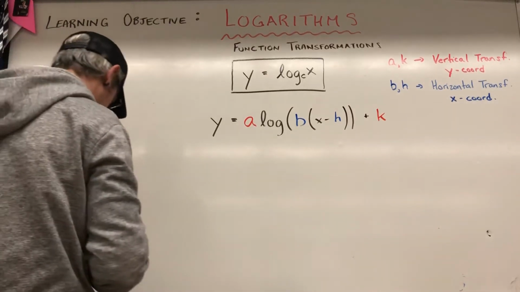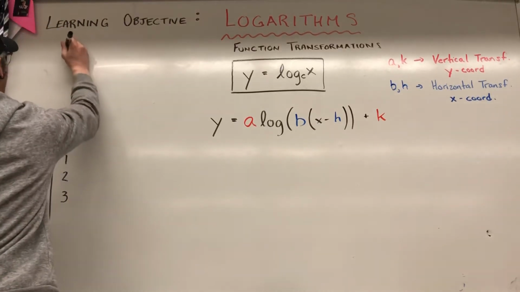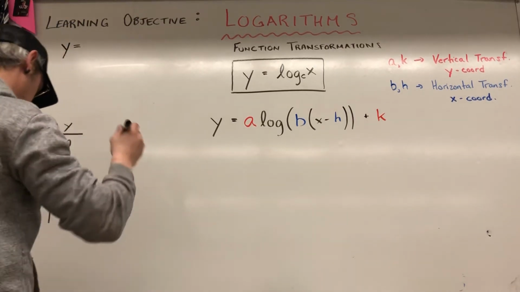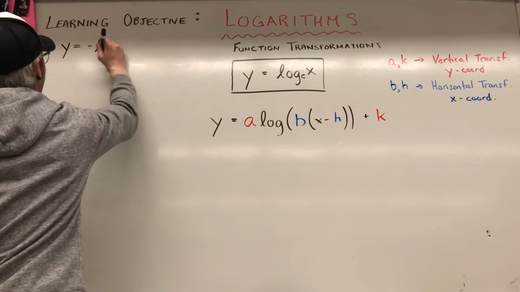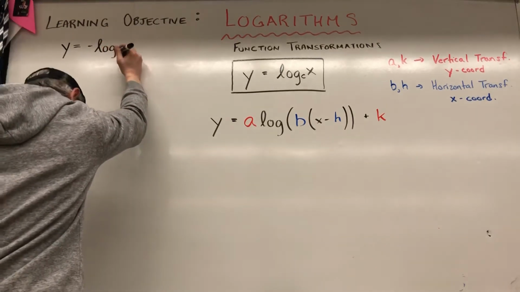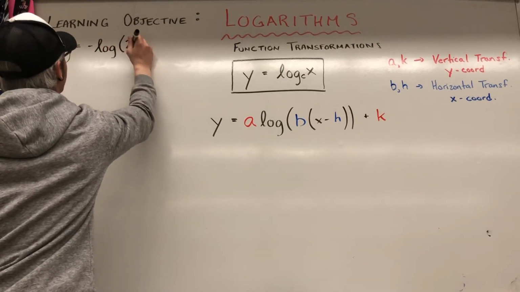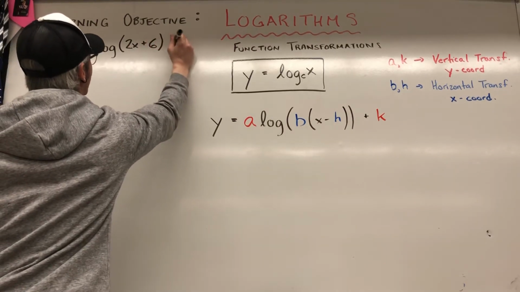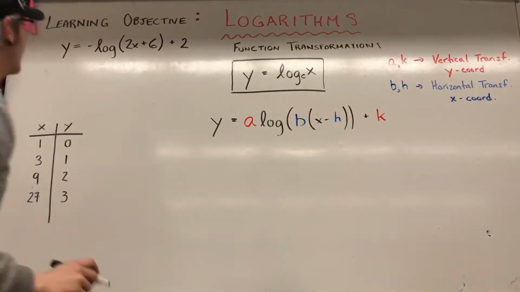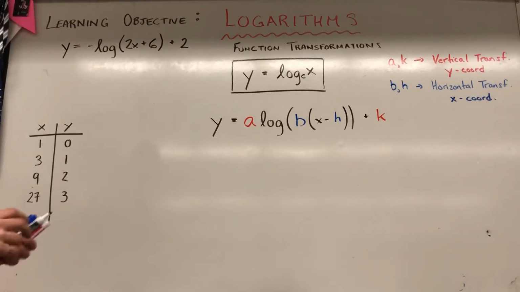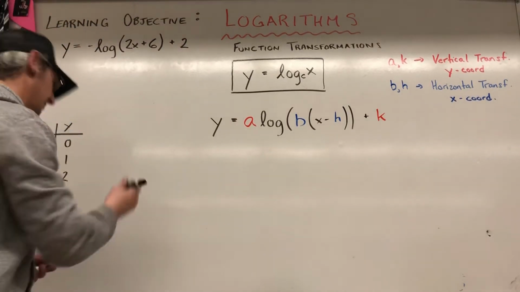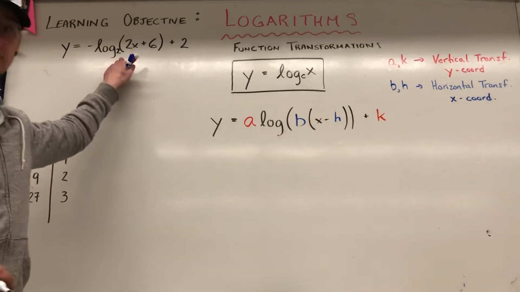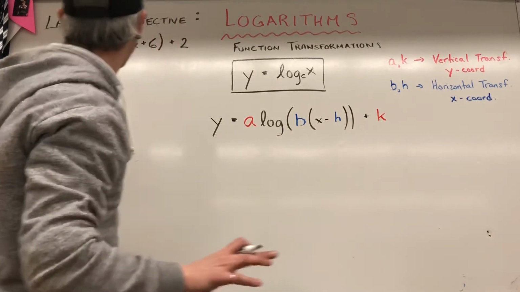So let's say I want to be able to graph or do a table of values for y is equal to negative log of 2x plus 6, and I'm going to say plus 2. Okay. Oh, and what was my base there? It's a base 2. If I didn't put that 2 there, you'd have to have assumed it was a 10, but I put a 2 there.